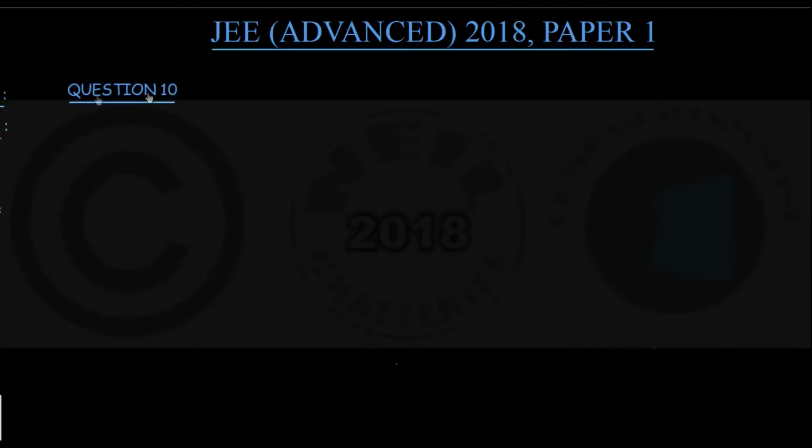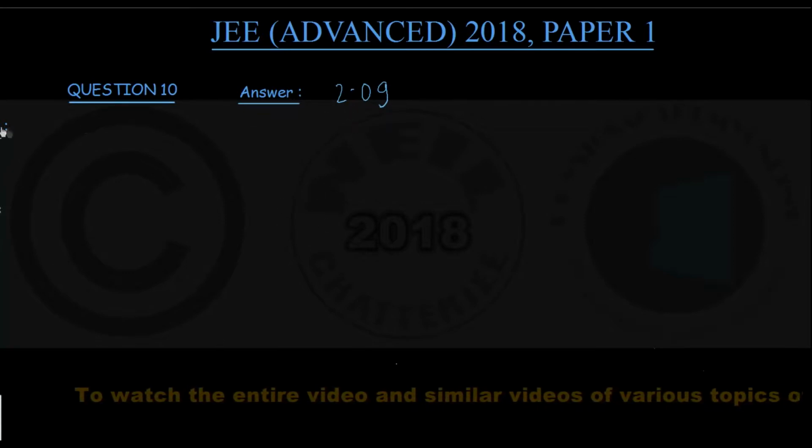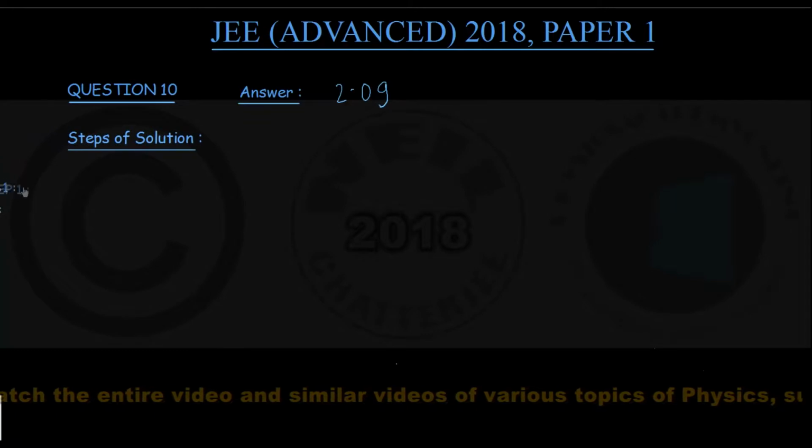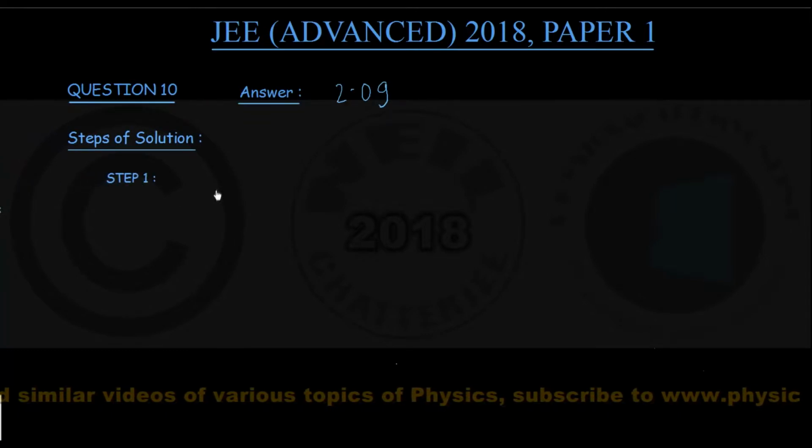For question number 10, the correct answer is 2.09. That is, the distance between the two blocks at the said instant is 2.09 meter. And to show the steps of solution, first of all, let us visualize what happens after the two blocks collide.